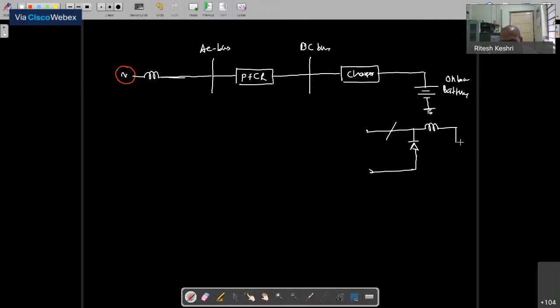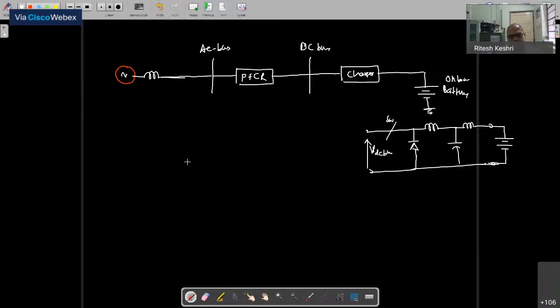This could be the arrangement. Maybe we need again a filter inductor because we need to connect it with the battery, because the battery could be working in constant current, constant voltage charging mode. This is the bus voltage, and this is the switch. Here I have shown a non-isolated arrangement; it may be an isolated arrangement also. So this is a case of a conductive charger.